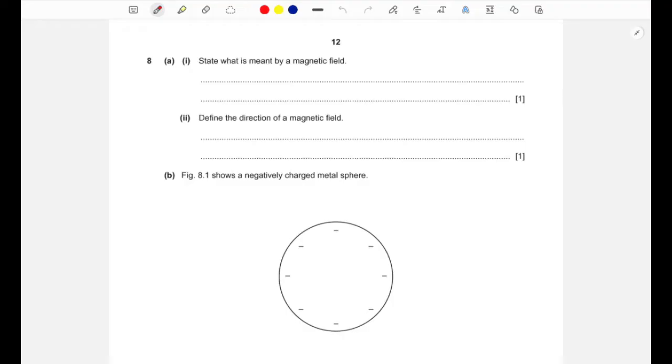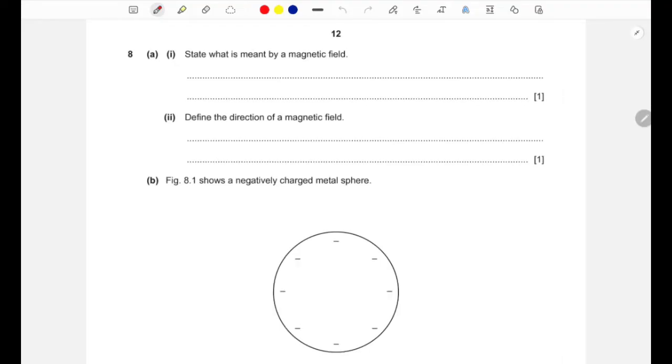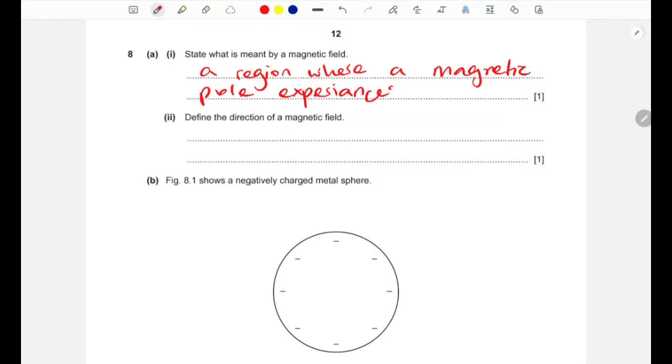So it says, state what is meant by a magnetic field. So a magnetic field is a region where a magnetic pole experiences a force. That's the definition of a magnetic field.